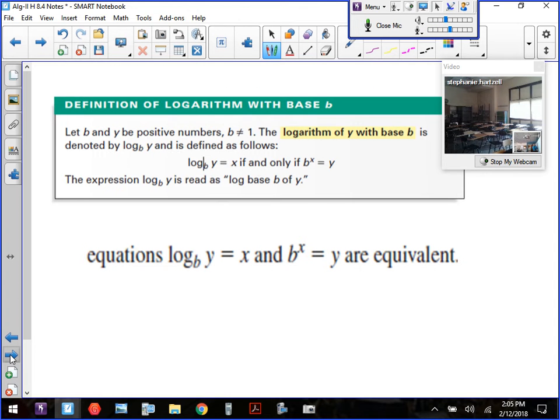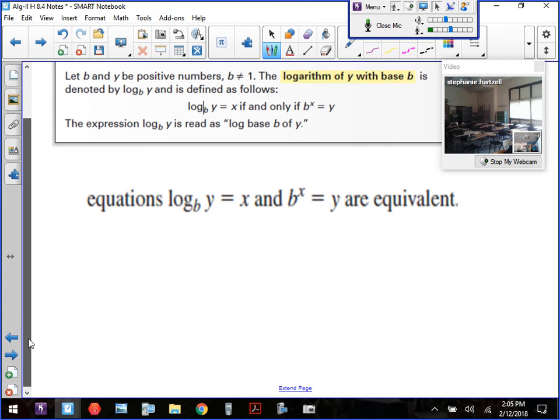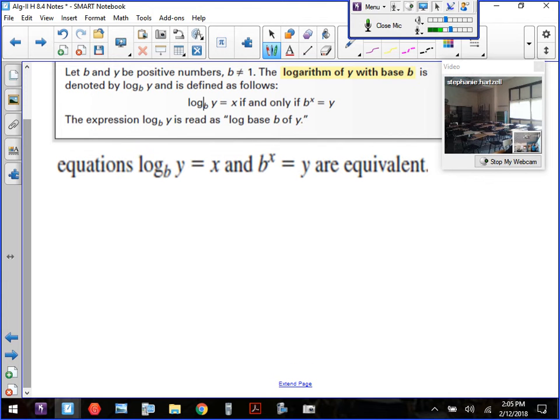I'm good with that. So, like I said, you get these 2 things that are called log base b of y, and I know we just wrote this out. They're equivalency statements. Excuse me. Choking on carrots.